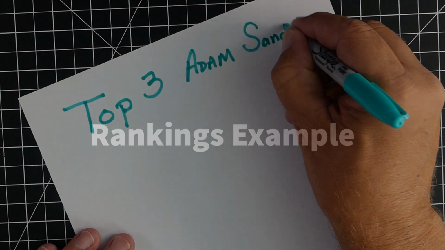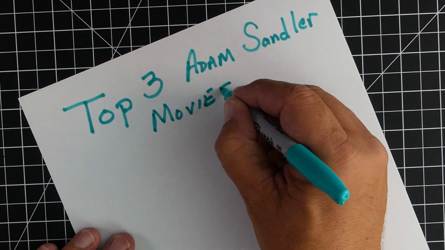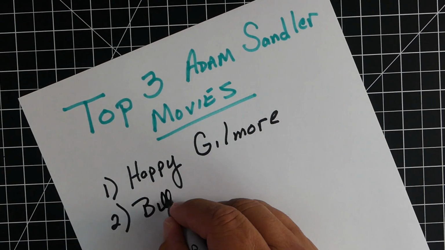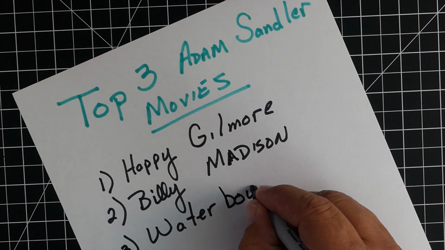So here's an example of something that might be a ranking. Let's say I want to rank my top 3 Adam Sandler movies. Well, number 1 for me is Happy Gilmore. Number 2 is going to be Billy Madison. And of course, number 3 would be The Waterboy. I did not use any math there. It's just my own personal opinion.